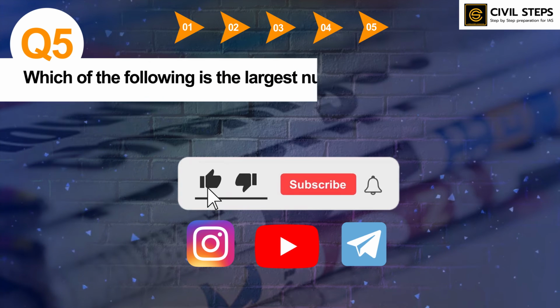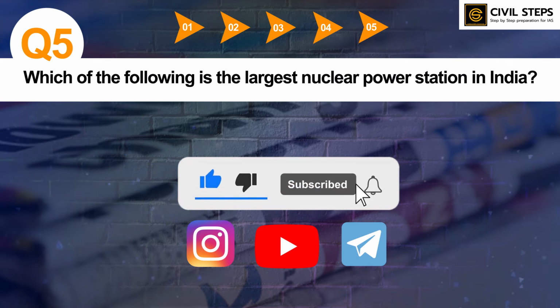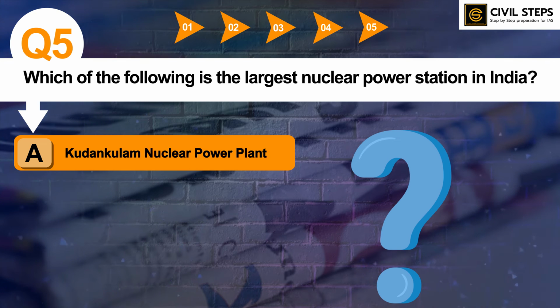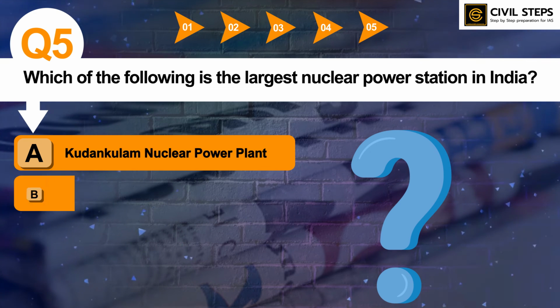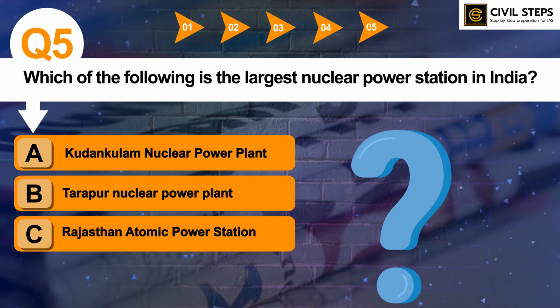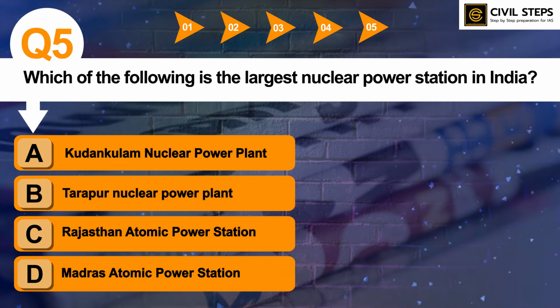Which of the following is the largest nuclear power station in India? Option A, Kudankulam Nuclear Power Plant. Option B, Tarapur Nuclear Power Plant. Option C, Rajasthan Atomic Power Station. Option D, Madras Atomic Power Station. So you can write down your answer in the comment section. I will tell you the correct answer of this question is option A, Kudankulam Nuclear Power Plant.